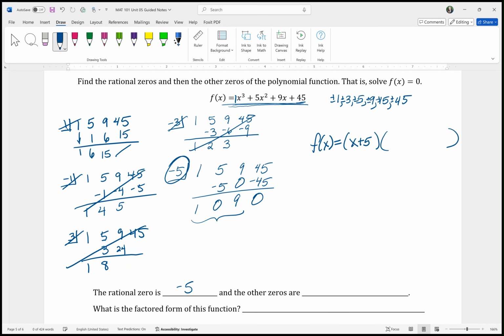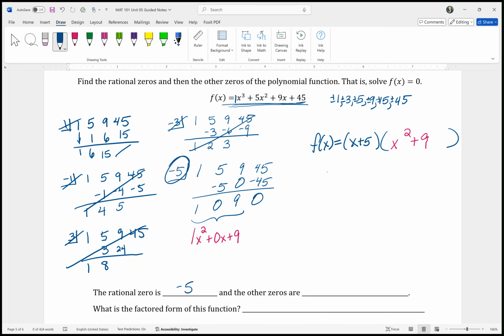Then, what is our quotient? That one's a little tricky. So we've got 1x squared plus 0x plus 9. Okay, let's simplify this and put it in that parentheses over there. This would be x squared plus 9. Okay, this is not fully factored, but we haven't really talked about how to factor that. So what we're going to do is kind of work a little backwards and find the 0 first, then we'll work backwards to find the factor.